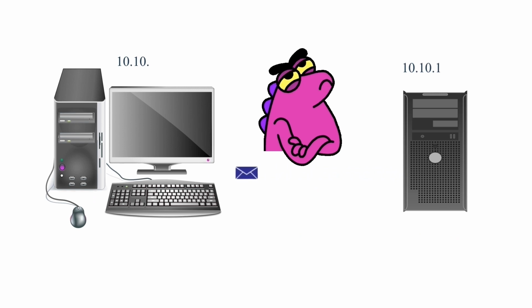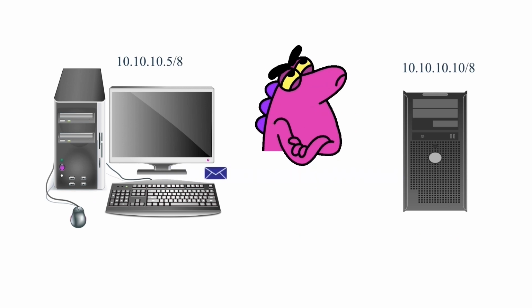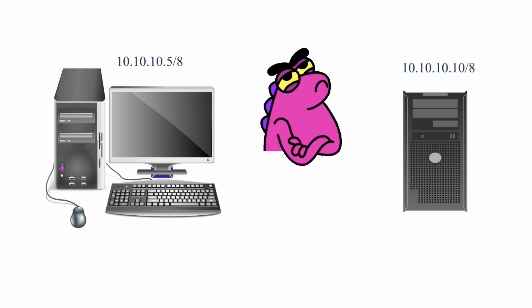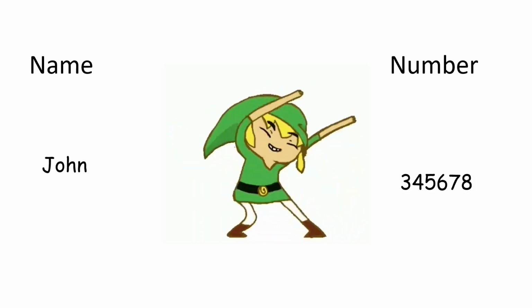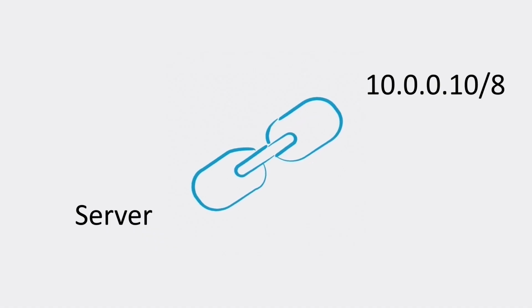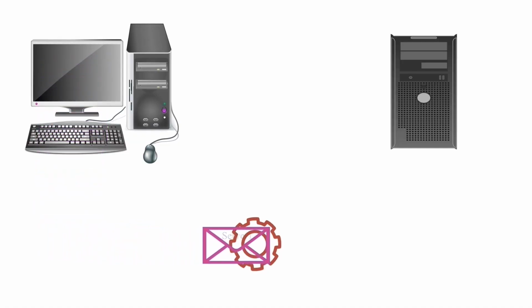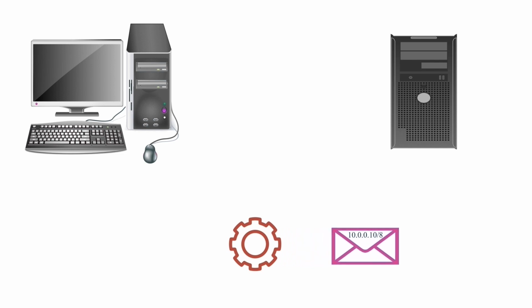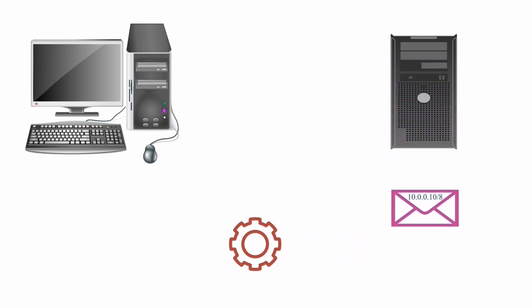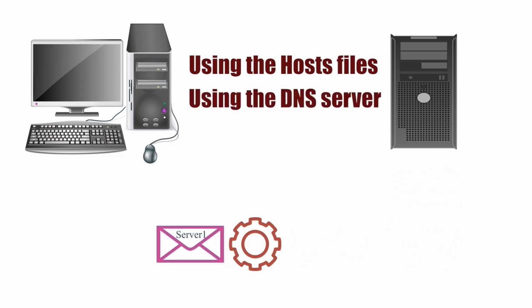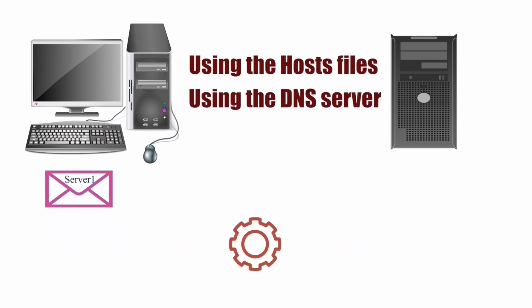But there is a problem: computers never use names to access any resources available on the network. The solution to this problem is mapping. Computers allow us to map IP addresses with their respective names. After mapping, when we access a resource by using its name, the computer automatically converts the name into the IP address. There are two ways to map IP addresses with names: using the hosts file and using the DNS server. Let's understand both methods.